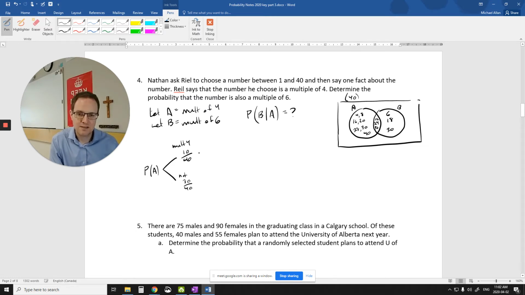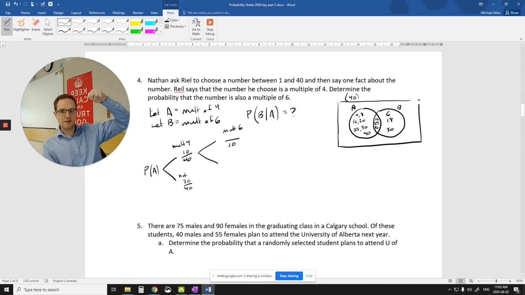So now that I've discovered that it's a multiple of 4, I'm inside of this box here, and my sample set is decreased significantly. Because my sample set is decreased, that's why it's conditional. So for this one, my sample size is only 10, because I've pulled a number that's one of the 10 out of 40. Now, out of the 10, what are the chances of the multiples of 6? And there's 3 of them.